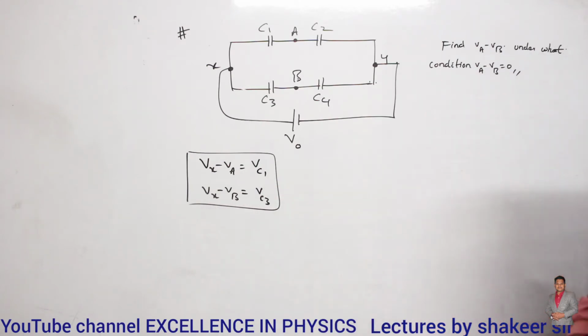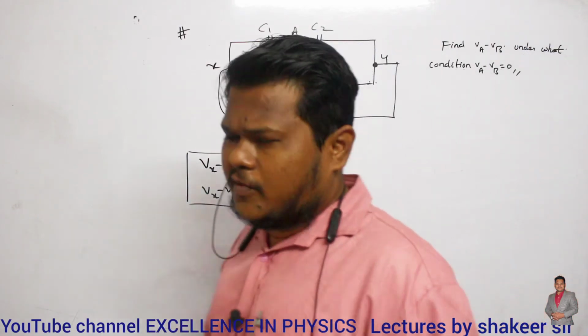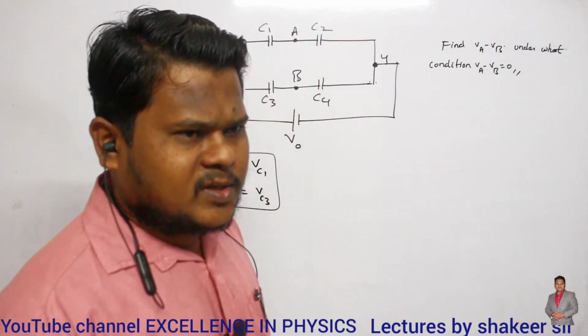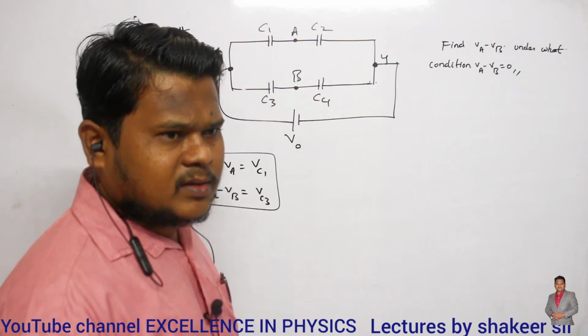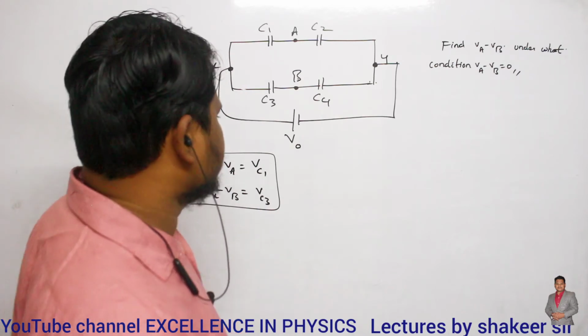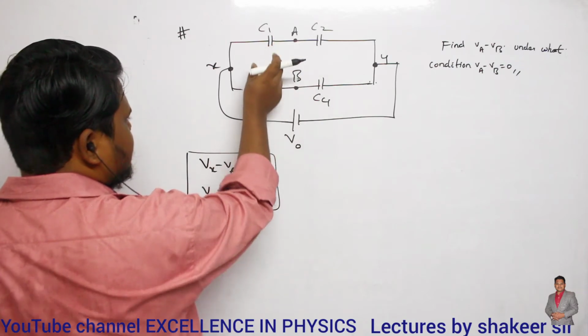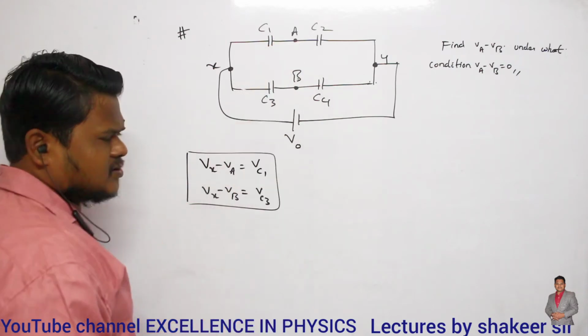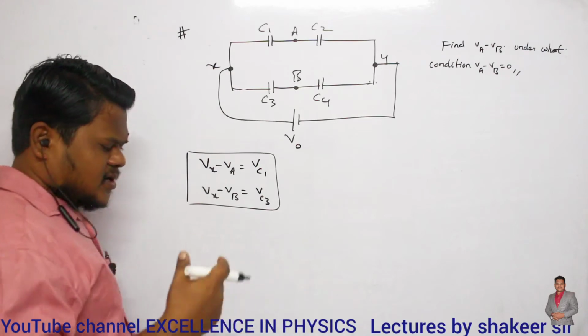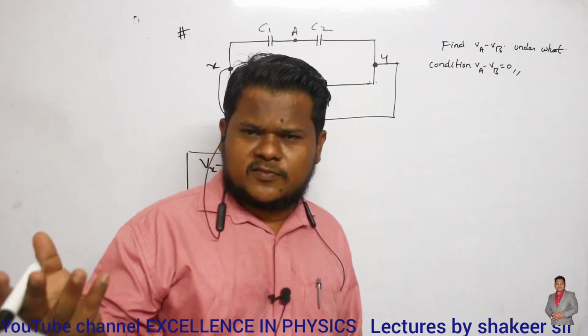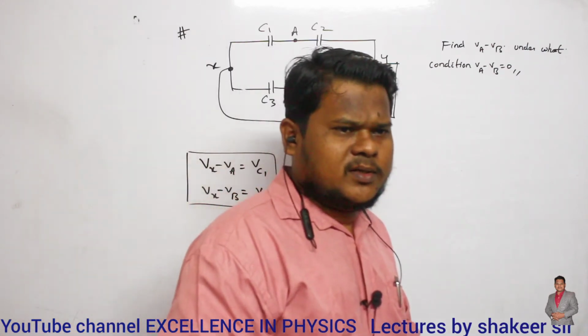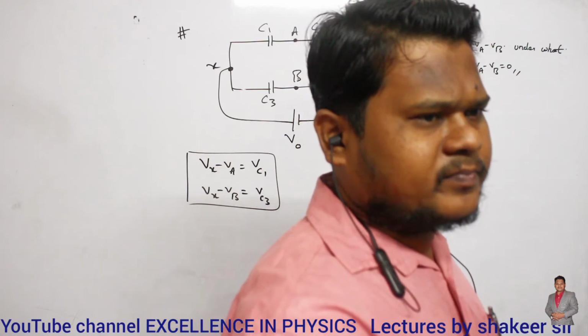So I have written equations up to here. Now I can calculate the potential differences. Okay, let us see. Clear? So I will first calculate the potential difference across C1 and the potential difference across C3. In the last class we have already studied that formula, and with the help of that formula we are going to solve this one.